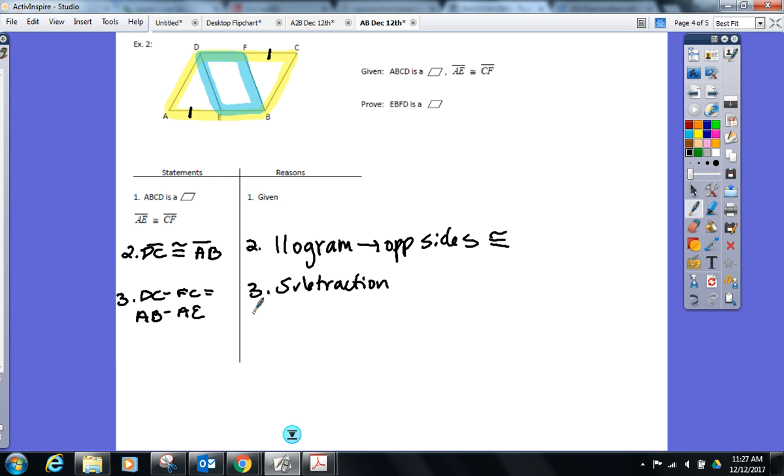And then he's going to subtract, so he can say what by substitution now? What sides are equal? DF congruent to EB. I like it. I like it, kids. All right, well, you have one pair now that's congruent.